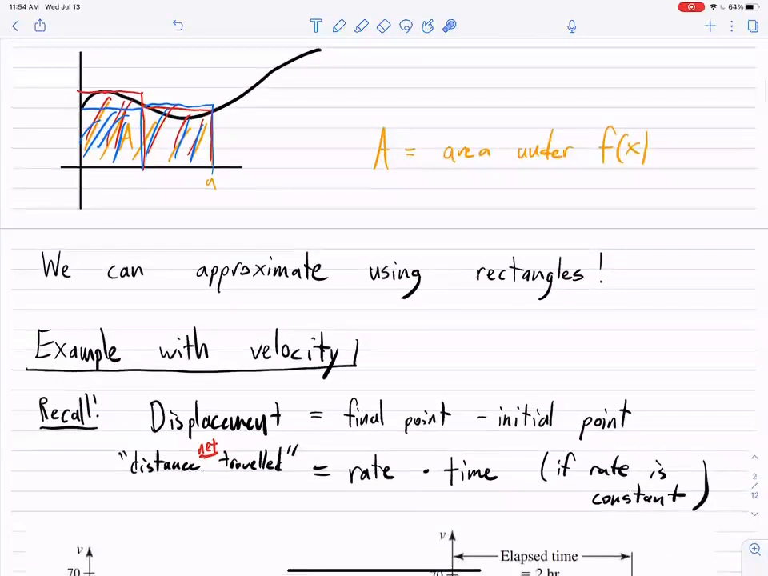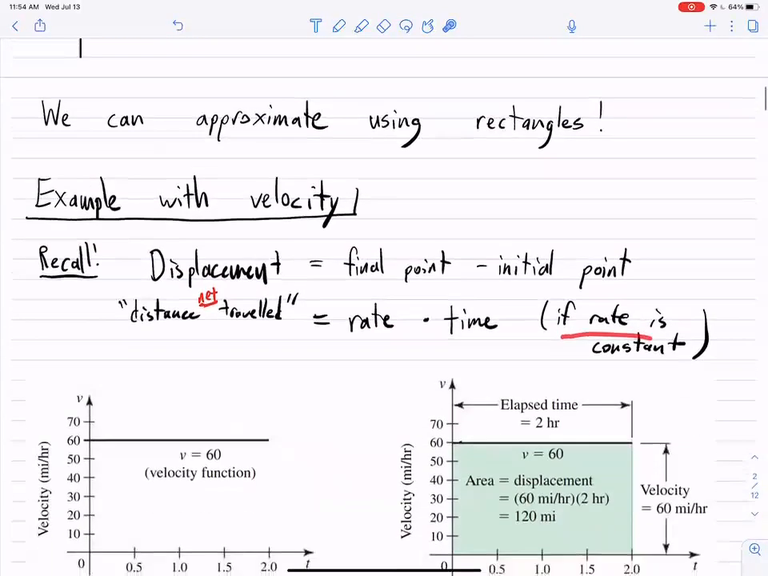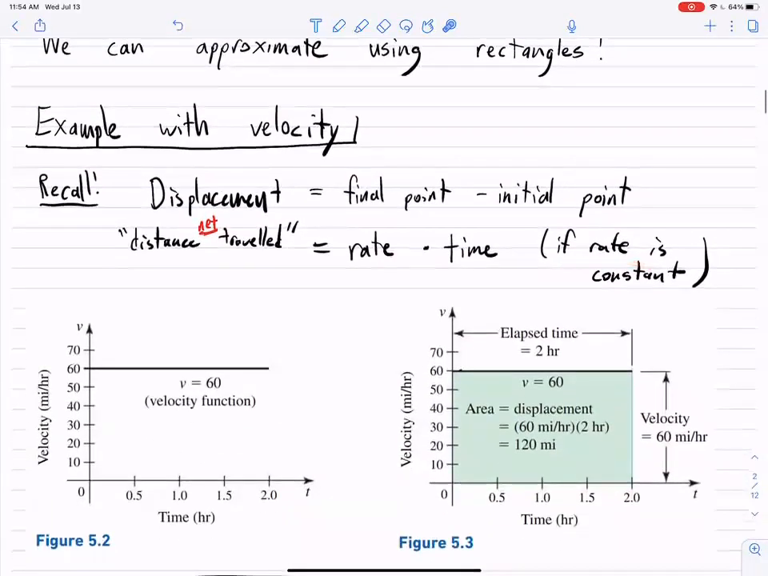The way you generally calculate it is rate times time. It's how fast you're going times how long you're going, if the rate is constant. So here's an example. If we're going 60 miles per hour and we travel for 2 hours, how far did we travel? Well, it's just the rate, which is 60, times the time, which is 2. And so the area is just the displacement. It's 120 miles, the elapsed time multiplied by the velocity. So it's rate times time.